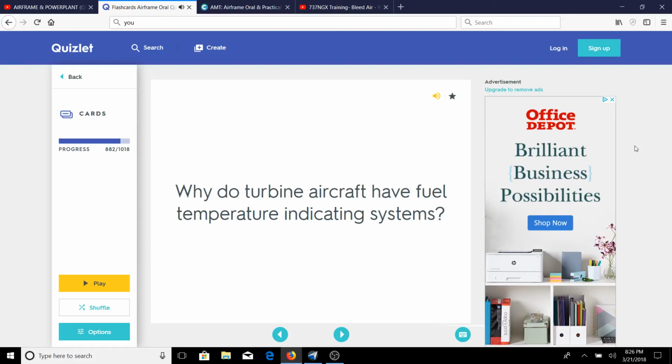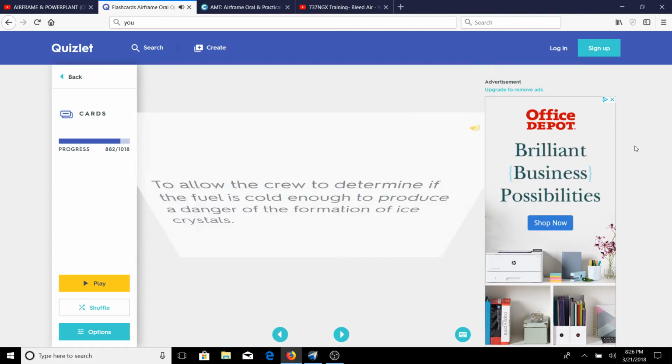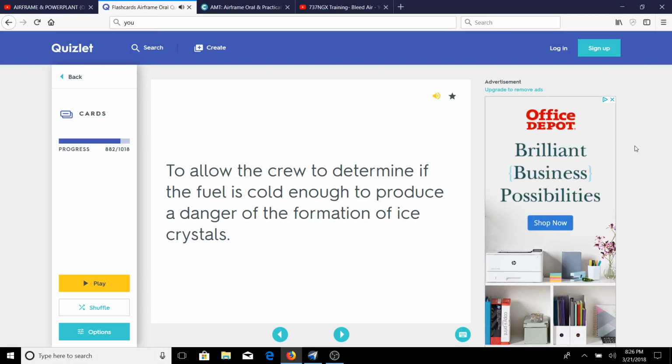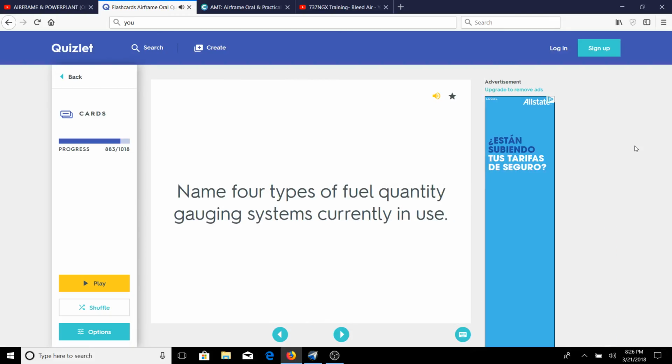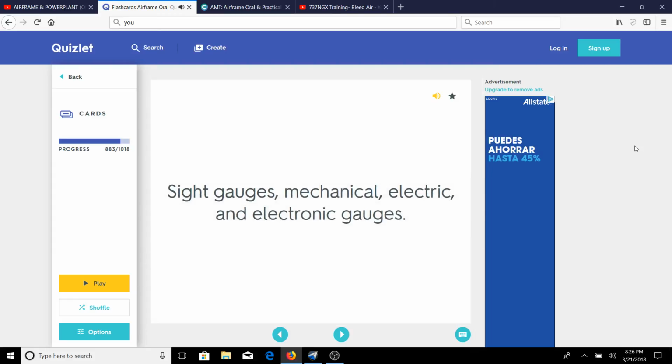Why do turbine aircraft have fuel temperature indicating systems? To allow the crew to determine if the fuel is cold enough to produce a danger of the formation of ice crystals. Name 4 types of fuel quantity gauging systems currently in use. Sight gauges, mechanical, electric, and electronic gauges.